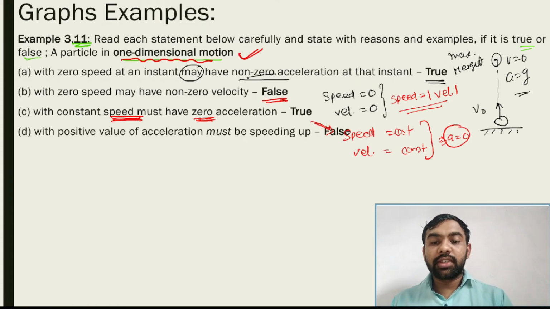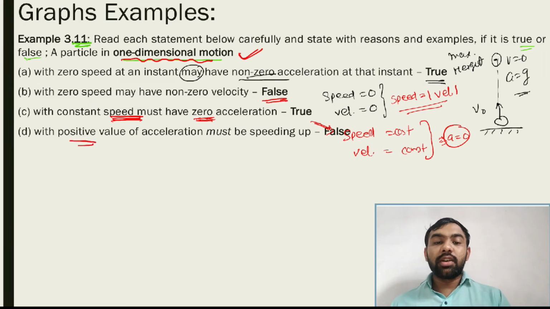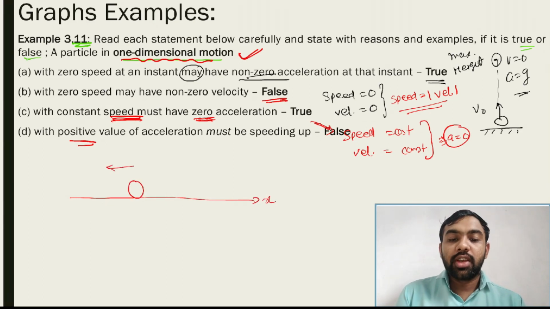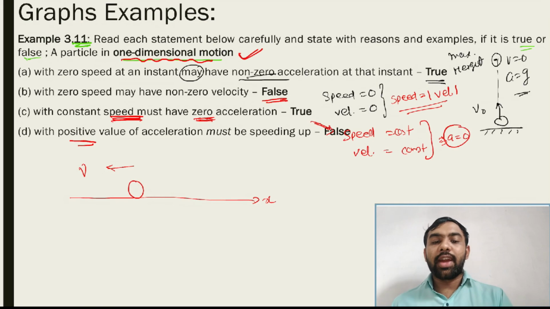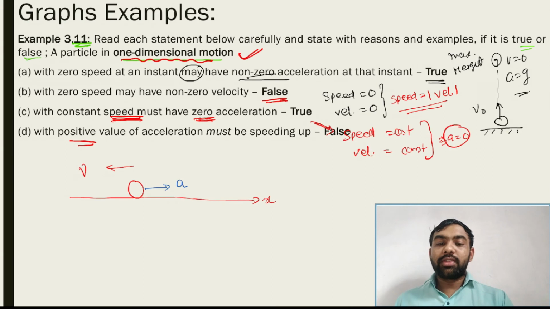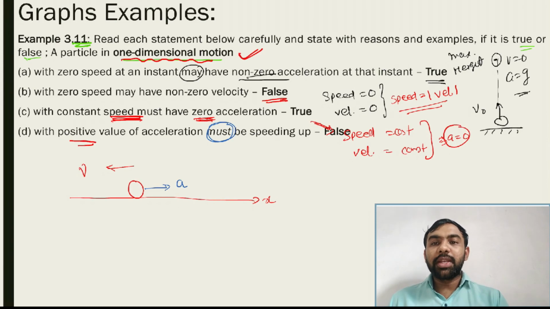With a positive value of acceleration, must the object be speeding up? Here you just remember the concept of acceleration and retardation. If an object is moving, let's consider the x-axis, with some speed in the negative direction, and acceleration is towards the positive direction. So acceleration is positive, but the speed decreases. So must is wrong, maybe is present. Maybe speeding up, that is true, but must means it is false. Okay, so the answer is false.